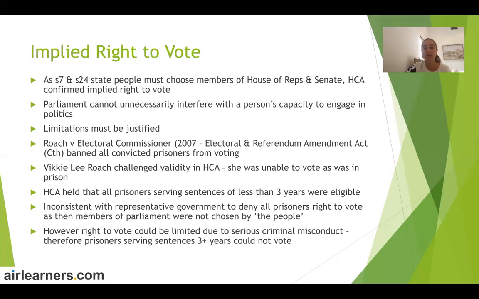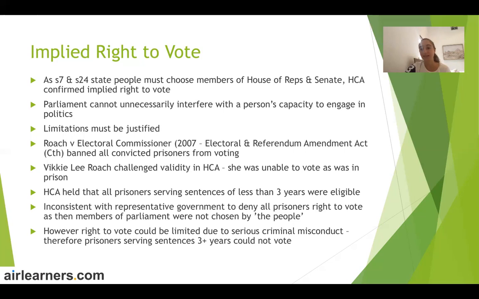So the case which confirmed this right to vote is the Roach and Electoral Commissioner case. And so this concerned the Electoral and Referendum Amendment Act, which banned all prisoners from voting. And so Vickie Lee Roach was a prisoner, and so she had standing because she was directly affected by this issue. She was unable to vote in the election. So she initiated a claim in the High Court and the High Court held that prisoners serving sentences of less than 3 years were eligible.